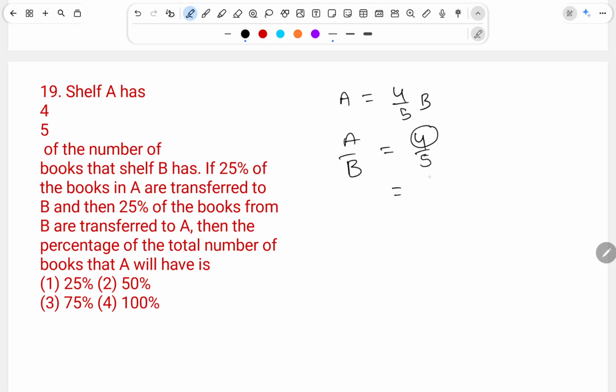So we'll take A is equal to 80 and B is equal to 100. I multiplied by 20. Now, if 25% of the books in A are transferred to B, 25% of this is 1/4, which is 20. Now A becomes 60 and B becomes 120.